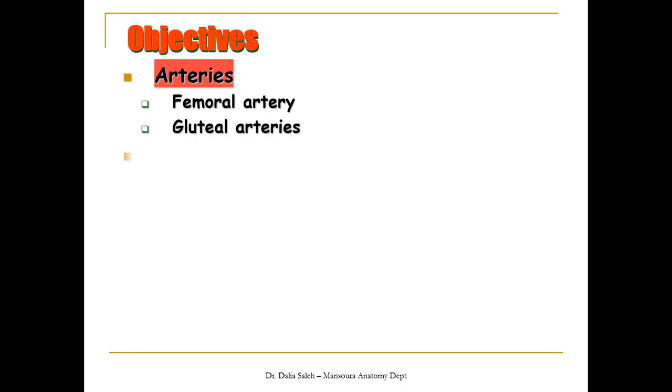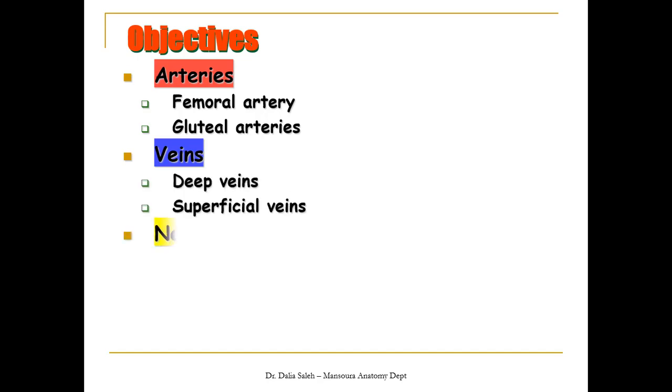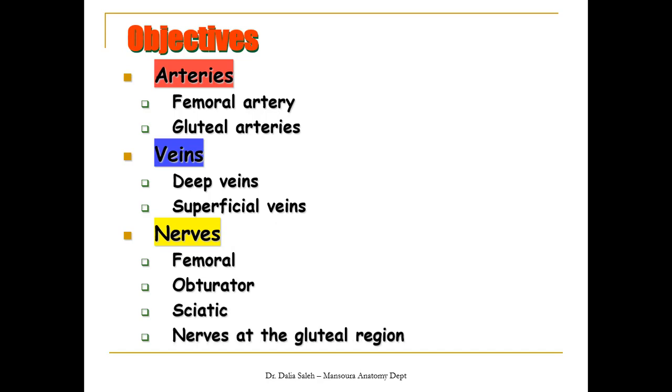In this presentation, I'm going to cover the following objectives. First, I'm going to talk about the arteries of the lower limb. They include the femoral artery, the gluteal arteries. Then I'm going to talk about the veins. We have the deep veins of the lower limb and the superficial veins. And then I'll talk about the nerves of the lower limb. And I'm going to focus on the following: the femoral nerve, the obturator nerve, the sciatic nerve, and the nerves at the gluteal region.